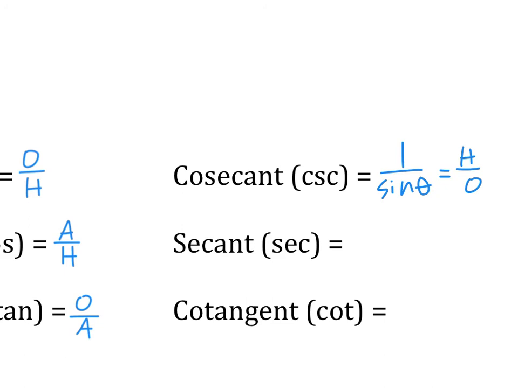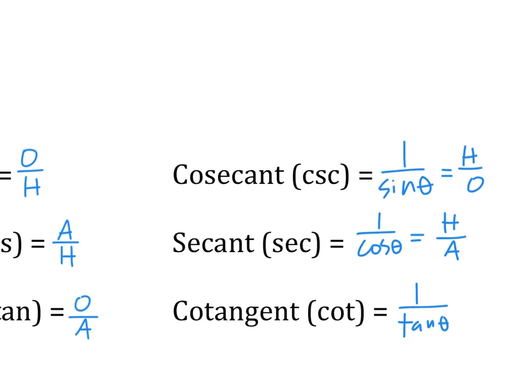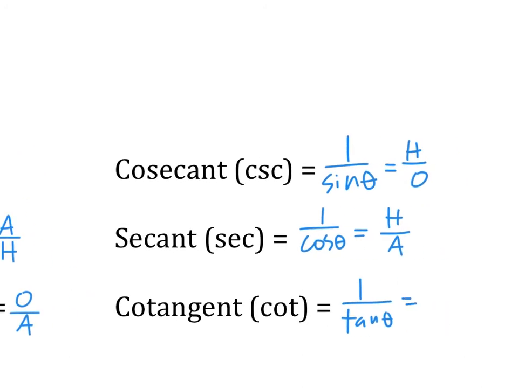Okay, secant is 1 over what? Cosine, yes. Again, we are just going to flip the ratio, so this is H over A. And then cotangent is 1 over what? Tangent. It is another ratio too, but we'll talk about that later. This is A over O.